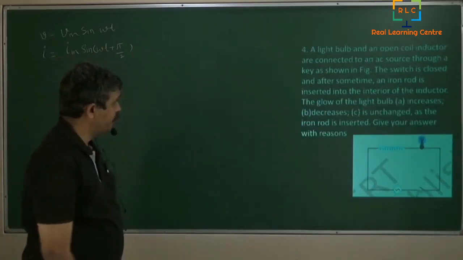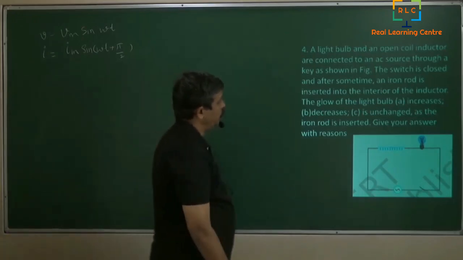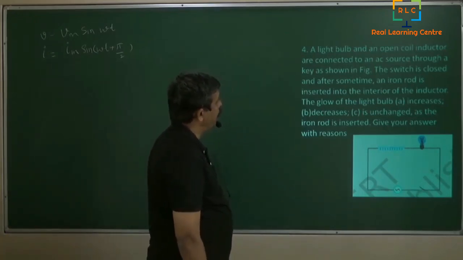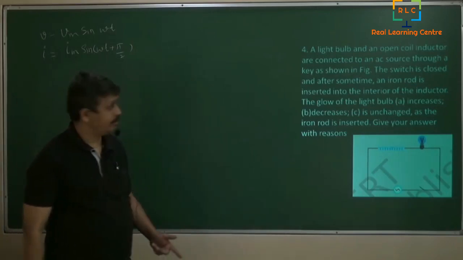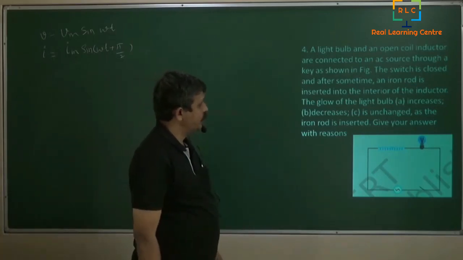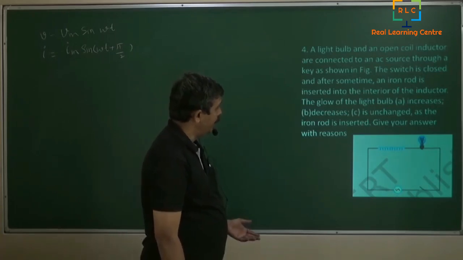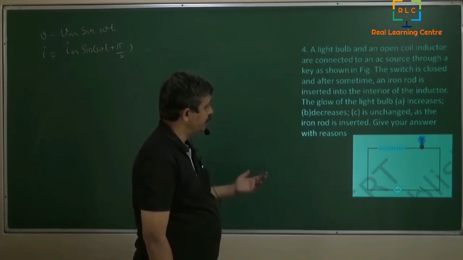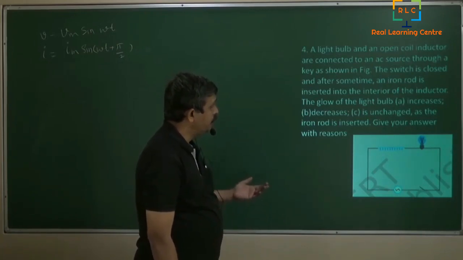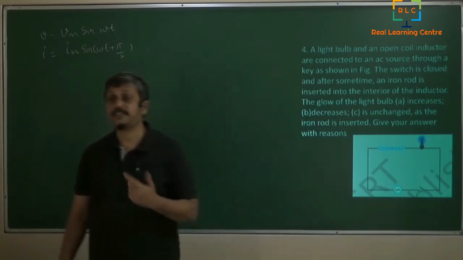The second question: a light bulb and an open coil inductor are connected to an AC source through a key as shown. Now the switch is closed, and after some time an iron rod is inserted into the interior of the inductor. So the glow of the light bulb, what happens? Increases, decreases, unchanged as the iron rod is inserted? Give your answer and give reasons.